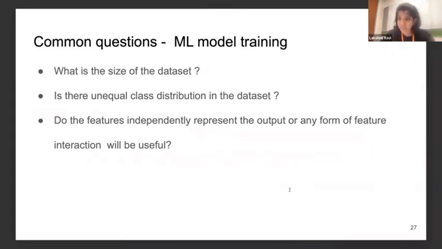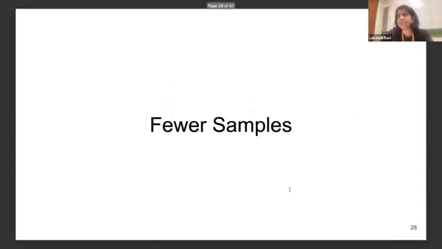How do we start with model training? We ask these common questions. What is the size of the data set? And is there any unequal class distribution in the data set? And can these features function independently, or do they depend on each other for a better result? And will they require any interaction or anything?